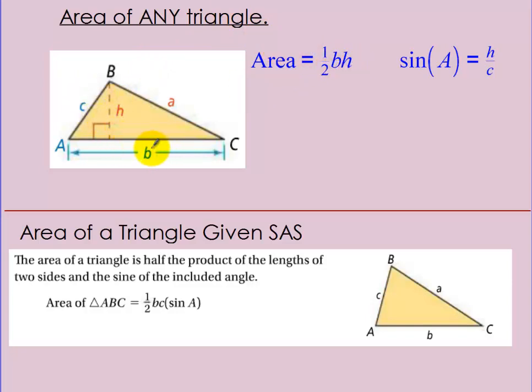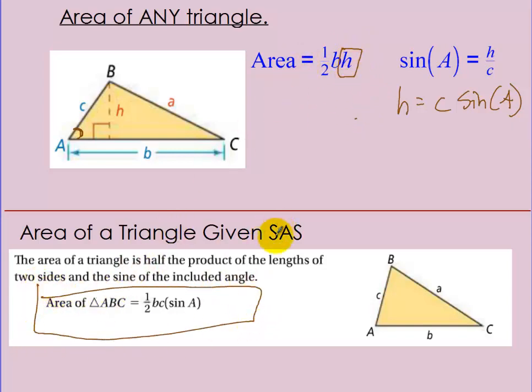Well, if it's not a right triangle, what is this height going to be if we don't know what this actually is? Well, we can use our trigonometric ratios, and if we cut this into 2 right triangles here, I can say the sine of angle A, that's this angle right here, is going to equal opposite H over C. So I can rewrite that as H equals C times sine of A. So if I know H equals C times sine of A, I can plug that in for this H right here, and I get a whole new formula.